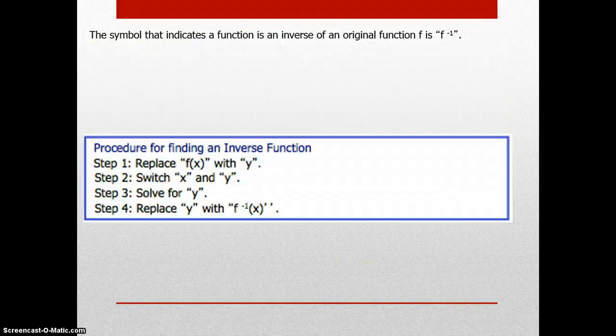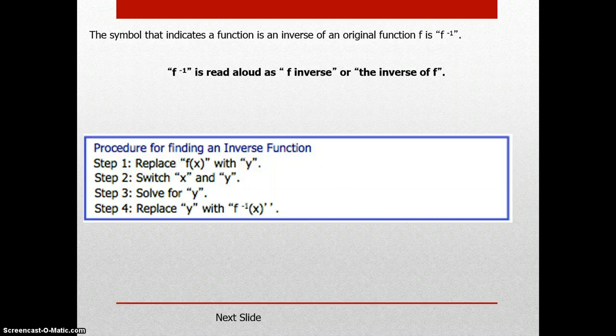So, the symbol that indicates a function is an inverse of an original function, f, is f to the negative 1 with the exponent. When you see that, f to the negative 1 is read out as f inverse or the inverse of f. It can be any letter. If it has g to the negative 1, you just say g inverse or the inverse of g.